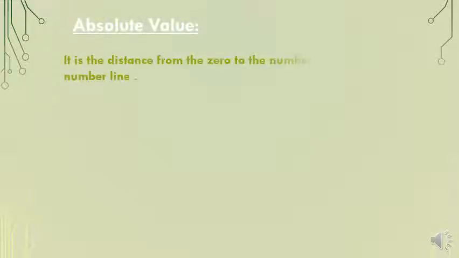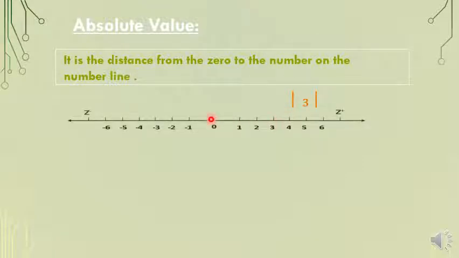Absolute value. What do you mean by absolute value? It's the distance from the 0 to the number on the number line. For example, I need to find the absolute value of 3. Here is my number line. How many units from 0 till 3? Here we have 1, 2, 3 units. So the absolute value of 3 equals 3.